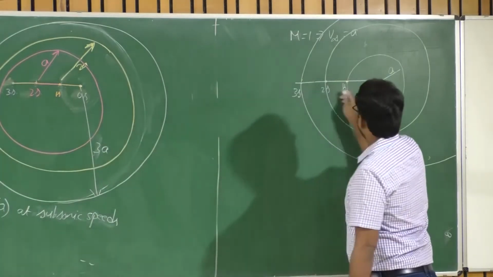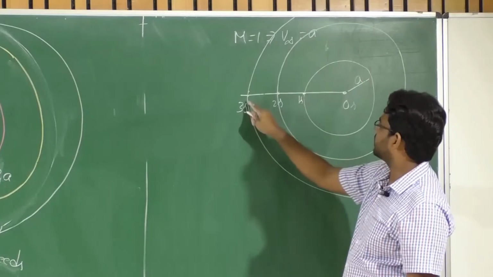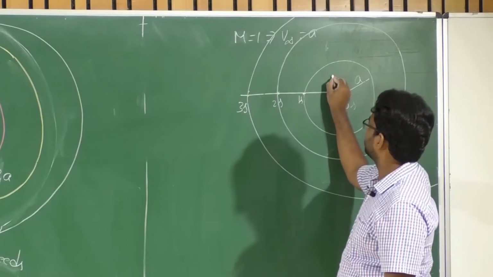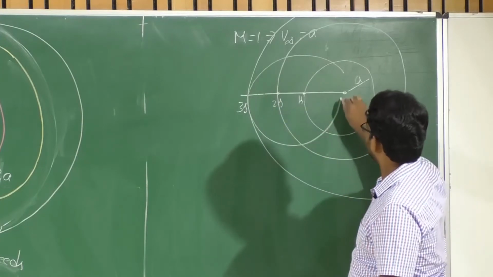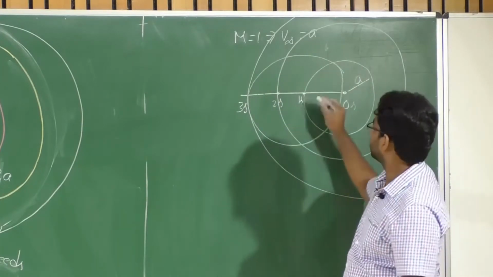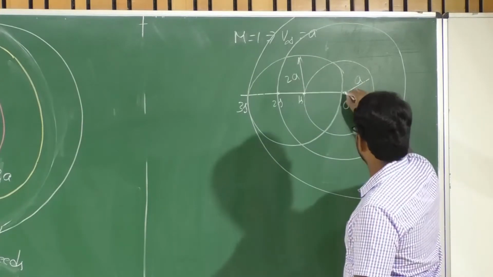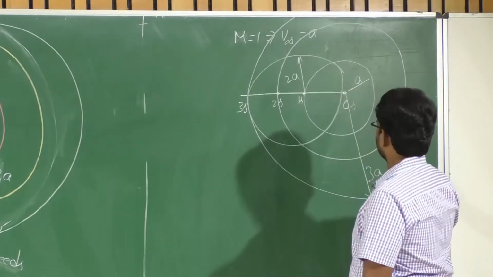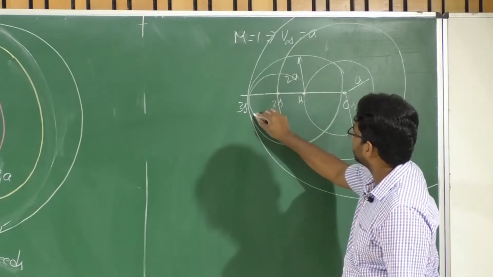And at this particular 1 second location, you have also created a disturbance. So when you are at 3 seconds, this will have 2A, isn't it? Am I correct or not? So the diameter of this will be 2A, the diameter of this bigger circle will be 3A. And at 1 second, it will have A diameter.